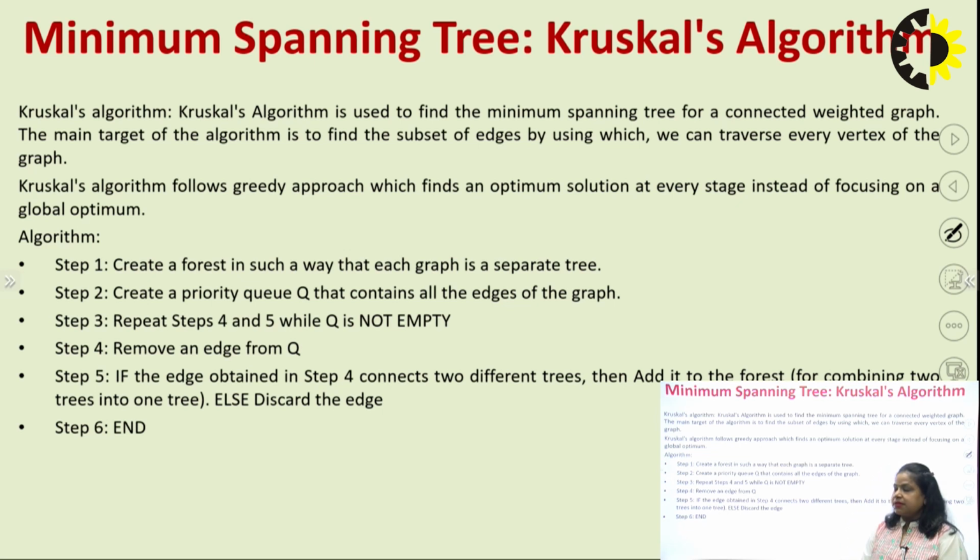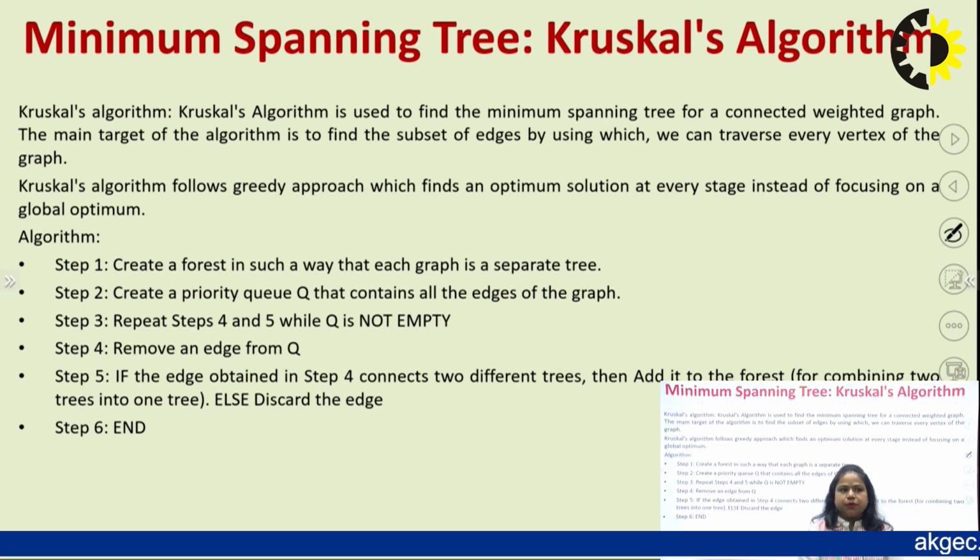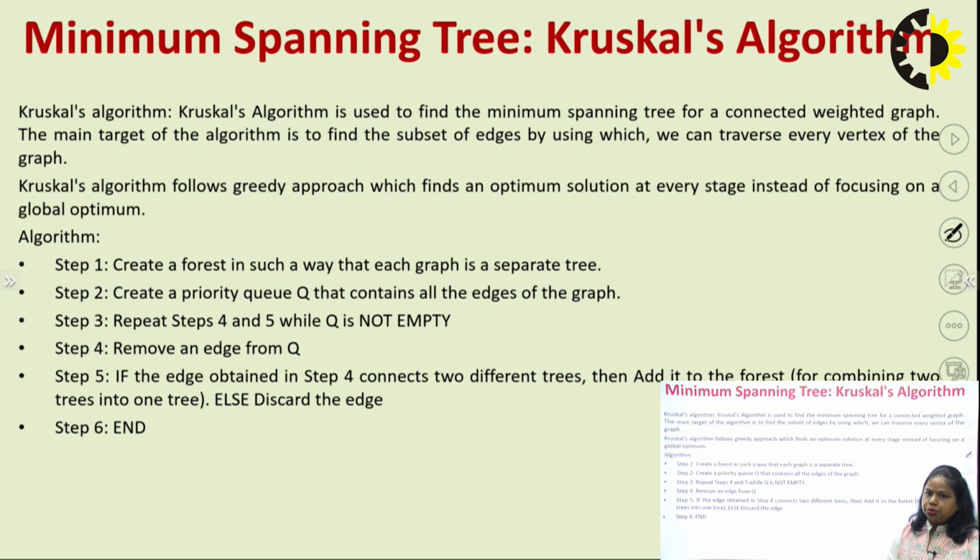The algorithm says in step number 1, first of all, whatever graph is given, we have to create a forest, with each vertex as a separate tree. Second, we have to create a priority queue that contains all the edges of the graph. We repeat that step until the queue is empty, so that we can remove all the edges from the queue. Finally, if the edge obtained connects two different trees, we add it to the new tree, combining the two trees; otherwise we discard that edge, which is of no use. Fine.